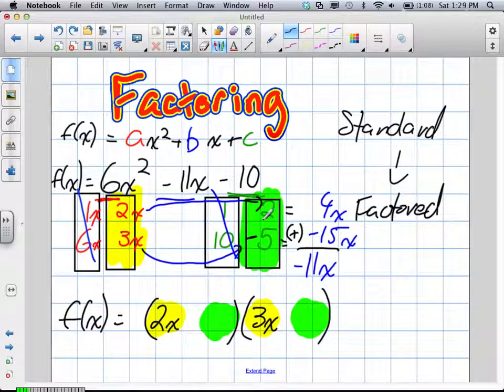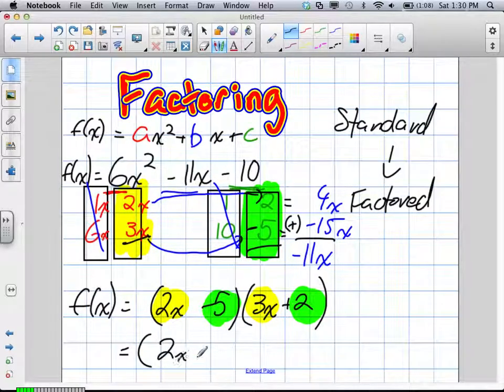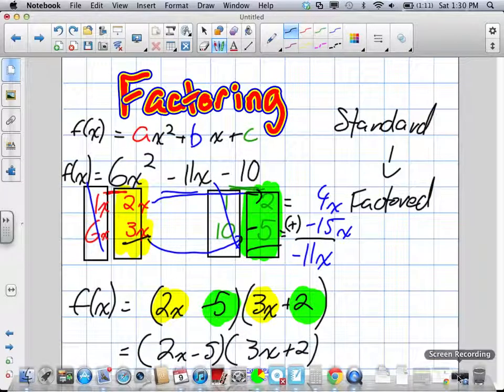Now, there is a little trick here. Because we multiplied 3x times negative 5, the 3x and the negative 5 have to go in opposite brackets. So I have to put the negative 5 in the other bracket. And the positive 2 has to go opposite the 2x, so the plus 2 comes in here. So without the highlighting and everything, it kind of looks like this. 2x minus 5, which was what we had, times 3x plus 2.